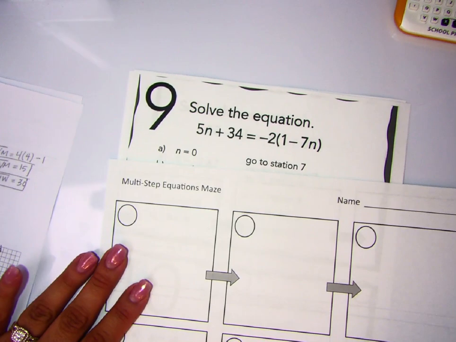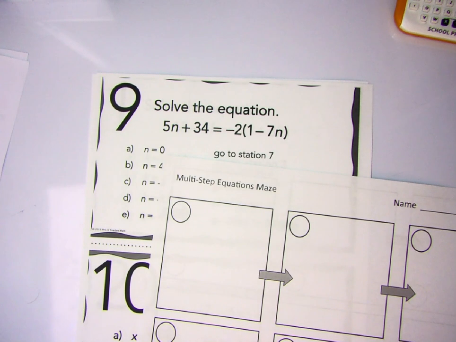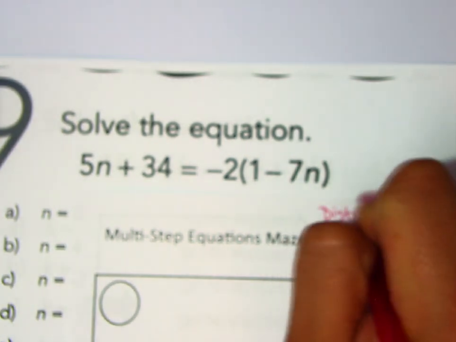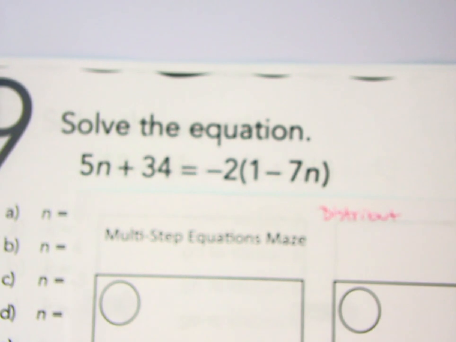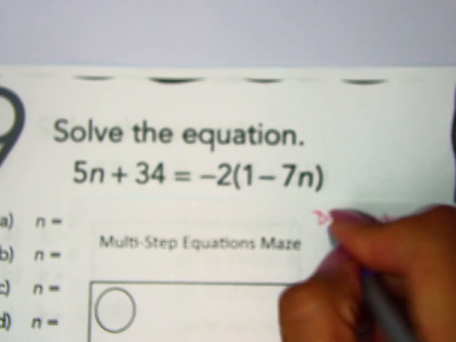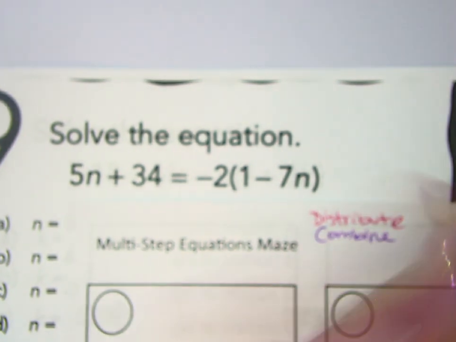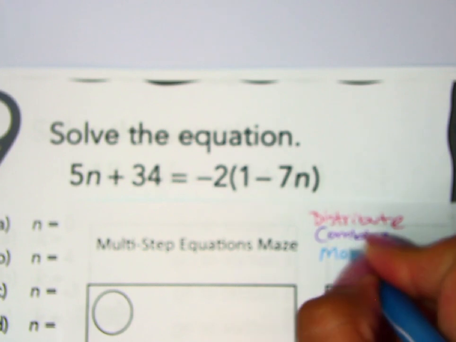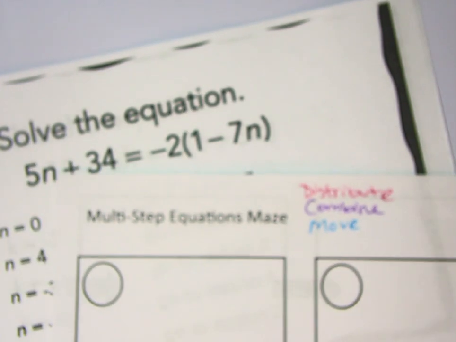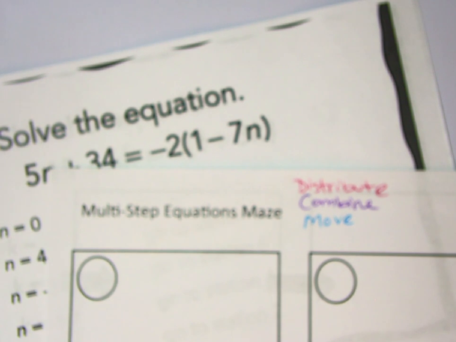And then you have this recording sheet to show your work. So let me zoom in. And we're going to start by checking for the right order. Like I said, it's distribute. After that, we combine like terms. And after that, we move. So those are the easiest 3 steps that you can memorize to solving multi-step equations. Of course, there's more steps in between, but just giving you the shortest possible way.